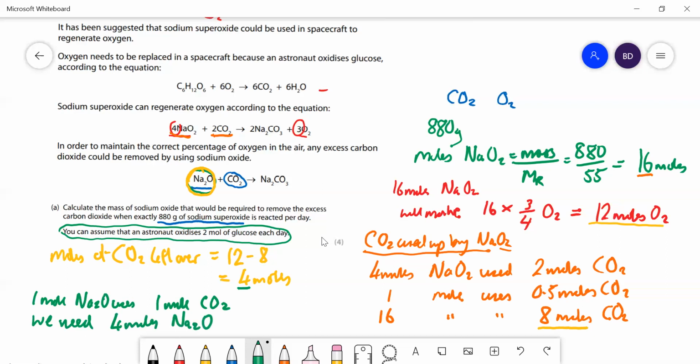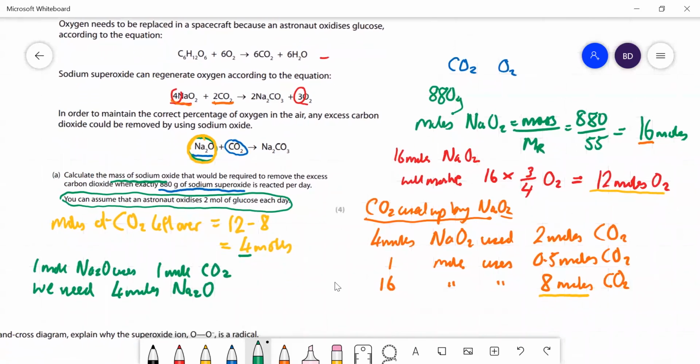Now it says we want the mass of sodium oxide, so it's just moles times Mr. So the mass of sodium oxide, we're running out of space a bit here. Let's do it in red. Mass of sodium oxide is equal to moles times Mr. 4 times the Mr of sodium oxide, which is 62, so that's equal to 248 grams.